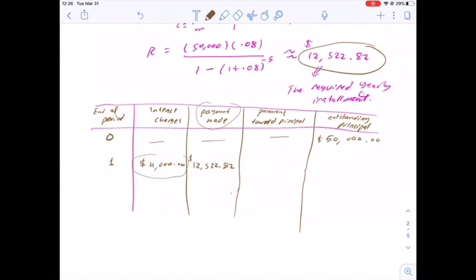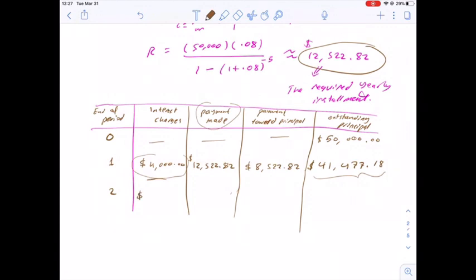We compute it here, it's 12,522.82, and the payment toward principal, after the interest charges we already paid at the end of the first year, is 8,522.82. So that means we are left with 41,477.18 at the end of the first year, this amount of the outstanding principal.